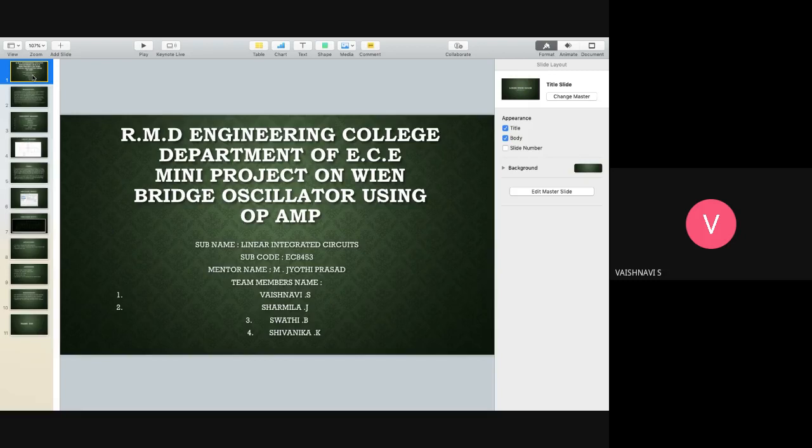We are from RMD Engineering College, Department of ECE. We are going to do a mini project on Wien Bridge oscillator using operational amplifier. Subject name: Linear Integrated Circuits. Subject code: EC8453. Mentor name: Jyoti Prasad sir. Team members: S. Vaishnavi, Sharmila J, Swati B, Shivanika K.